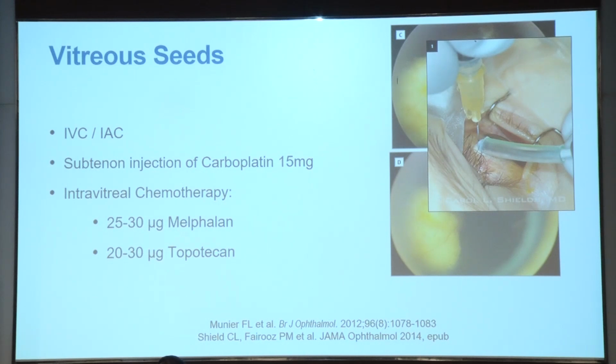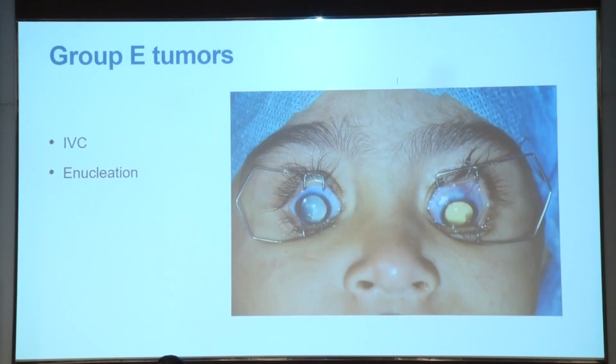which is already detailed in literature. Group E tumors, the options are intravenous chemotherapy, especially if bilateral. However, if it's unilateral, then you can try either chemotherapy or enucleation. I would say if it's a very advanced disease, that's a better option rather than subjecting the patient to prolonged periods of chemo, especially when there is no visual prognosis, and unnecessarily prolonging the treatment.